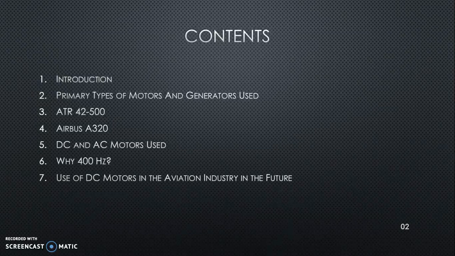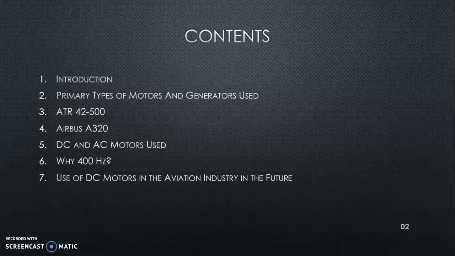So the topics that I covered in the paper were that I gave a short introduction on what the DC and AC machines are, talk about the primary types of motors and generators that are used, and how they can be classified, DC and AC, and so on and so forth. Talk about the ATR 42-500 and the electrical system used within it. Similarly, I talk for the Airbus A320, and I talk about the DC and AC motors that are used within these two aircraft. Because there were large similarities between them, I grouped them into one. But since the generators that were used were different, I talk about them separately.